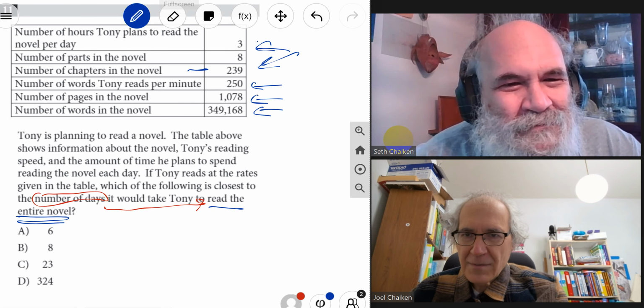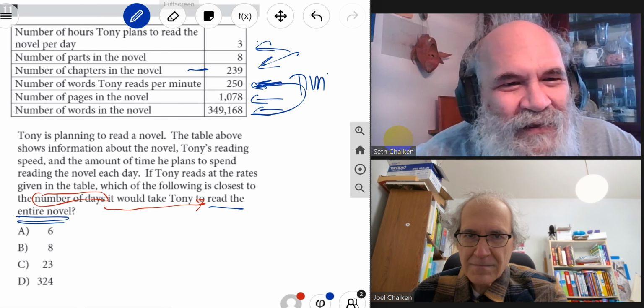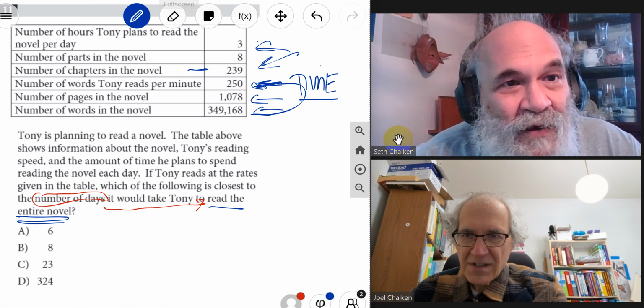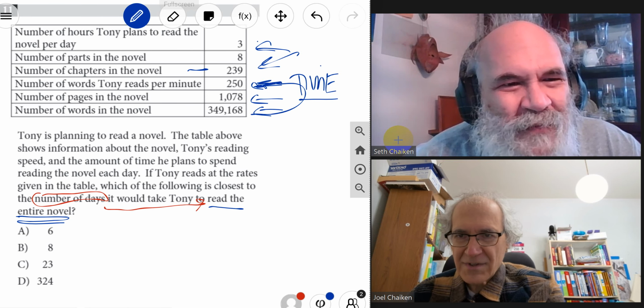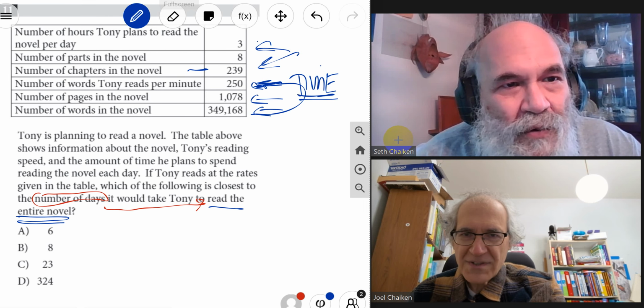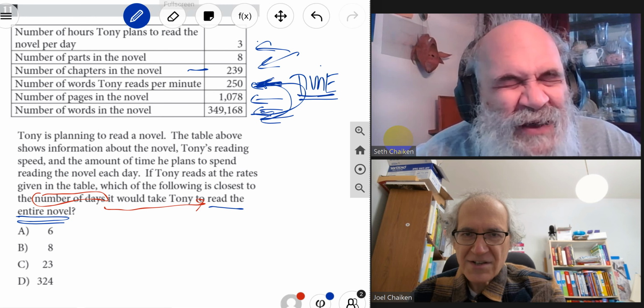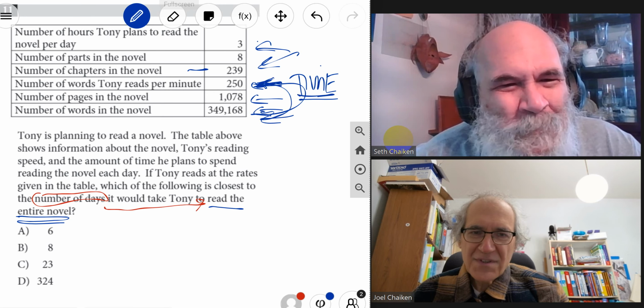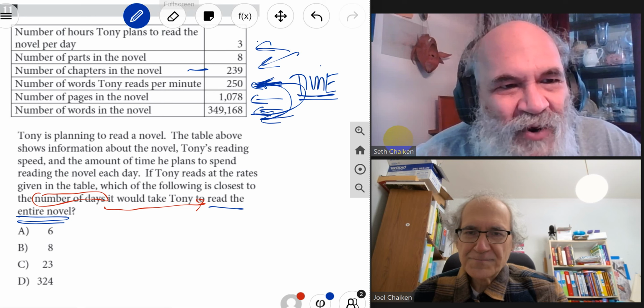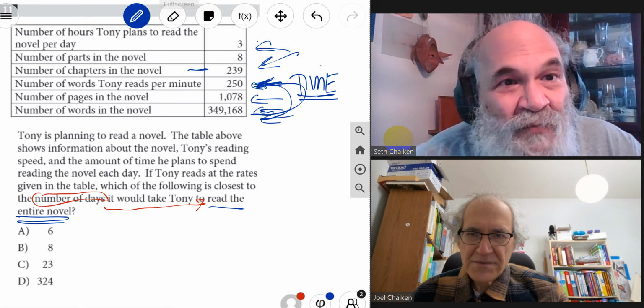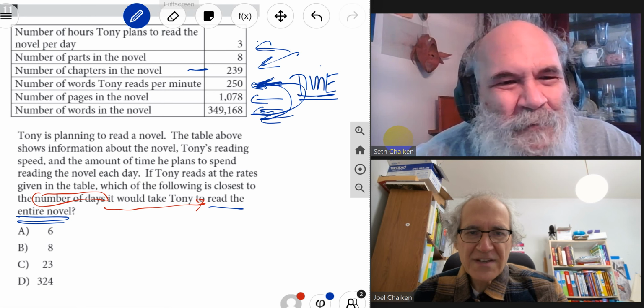Well, the number of words in the novel and the number of words per minute give you a time. Using these two things will tell you how long it takes to read the novel, if you do the arithmetic correctly. So you know the number of words, and you know the number of words per minute. So you know the number of minutes. Getting the number of minutes is a solvable thing.